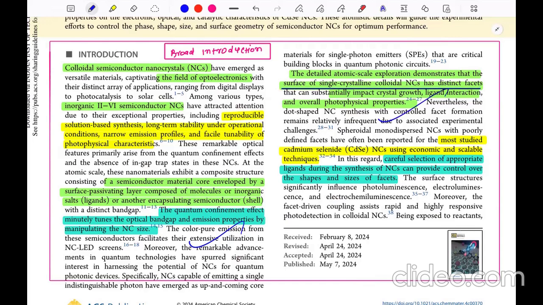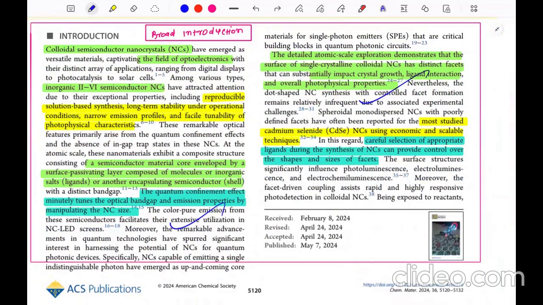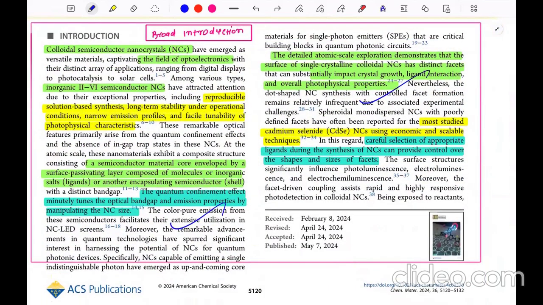Now slowly they are moving towards narrowing down to their context, like this paper is on facet-dependent functional properties. So they are slowly narrowing it down: the surface of a single crystalline colloidal nanocrystal has distinct phases, and that can substantially impact crystal growth, ligand interaction, and overall physical properties. The most studied is the cadmium selenide quantum dot.